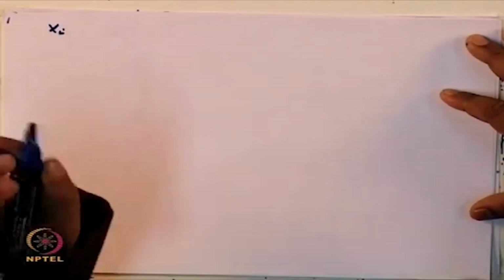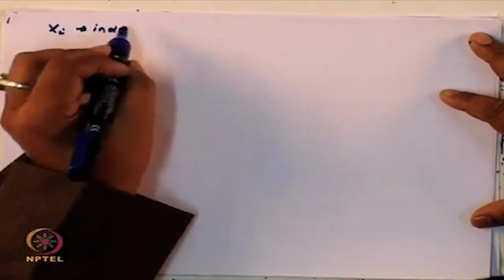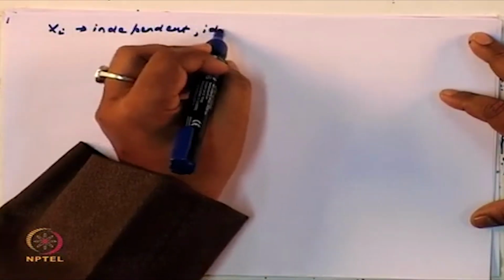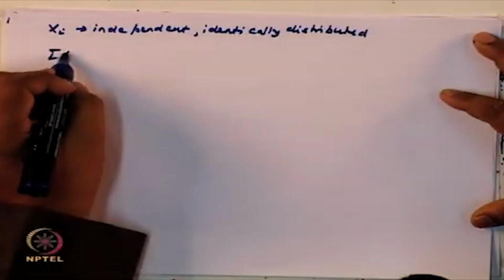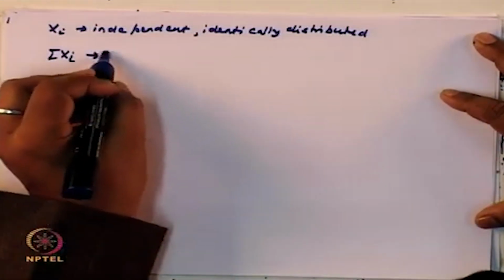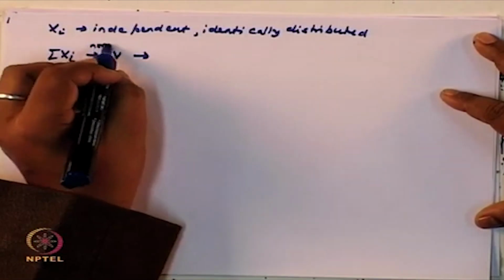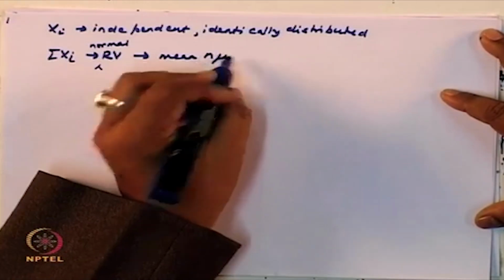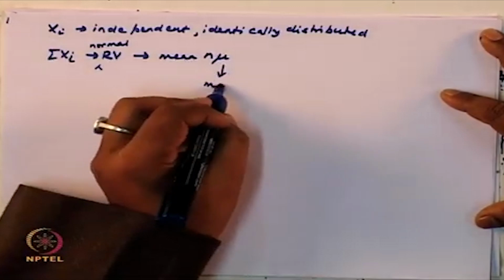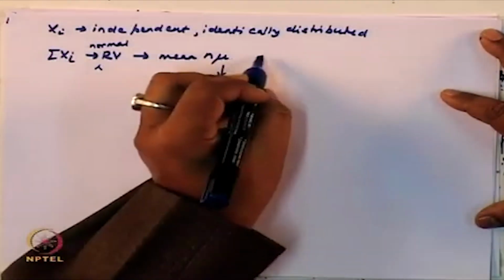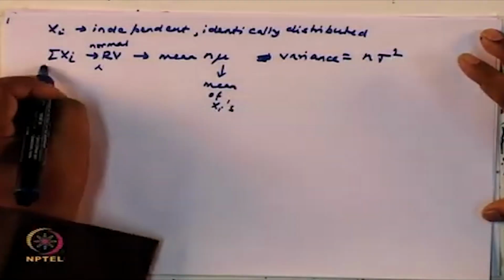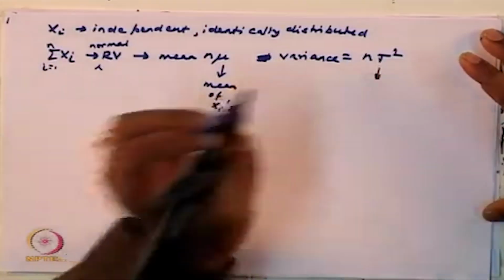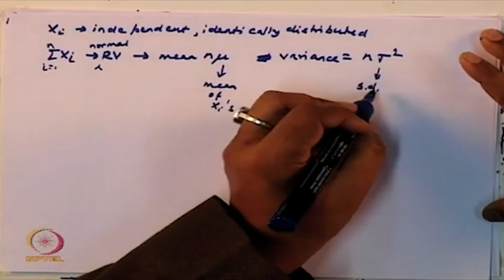Just a brief recap. What we had covered in last class was, if you had random variables xi which are independent but identically distributed, then the summation of xi is a normal random variable with mean equal to n mu, where mu is the mean of each of these xi's, and variance equal to n sigma square, where sigma square is the variance of each RV xi.